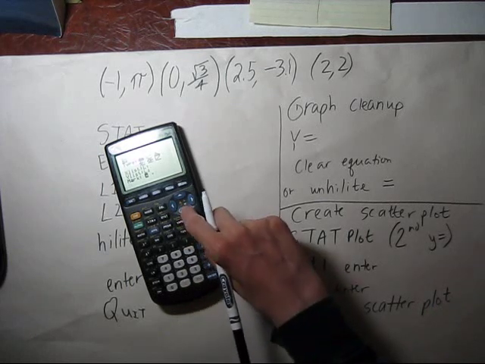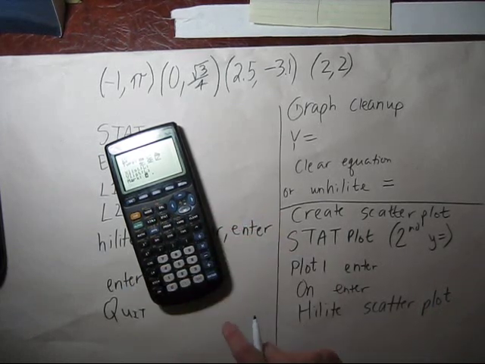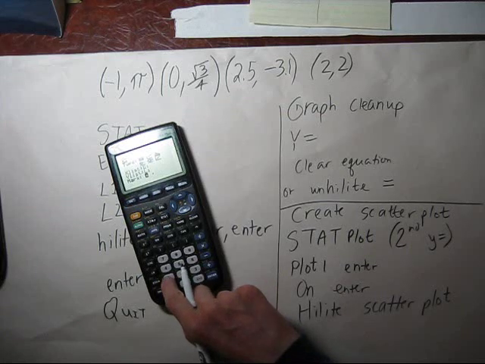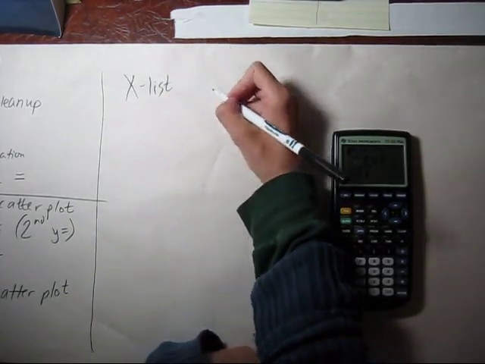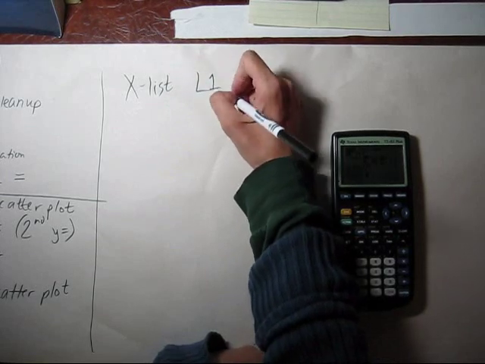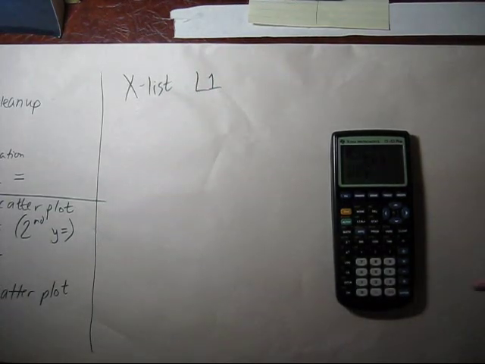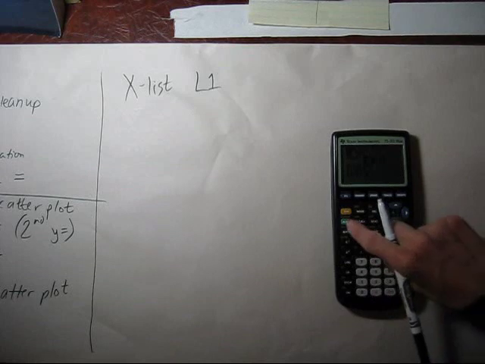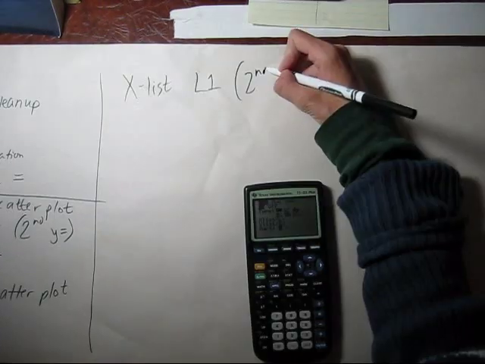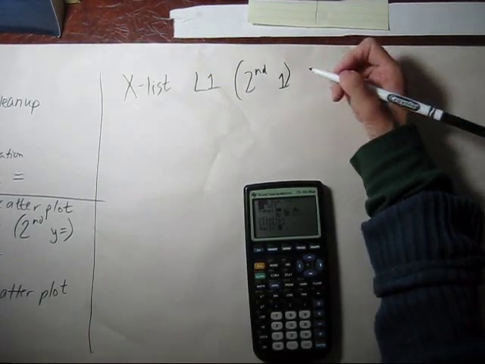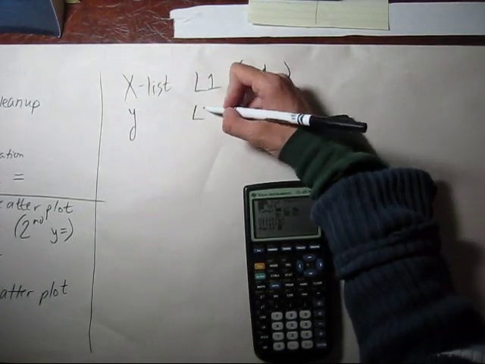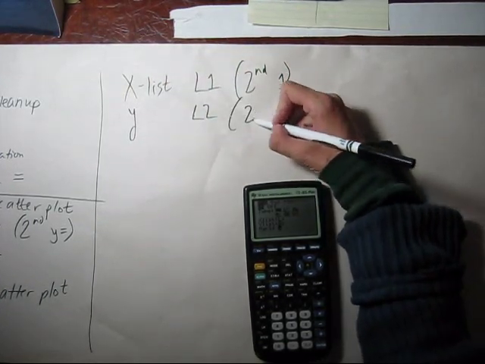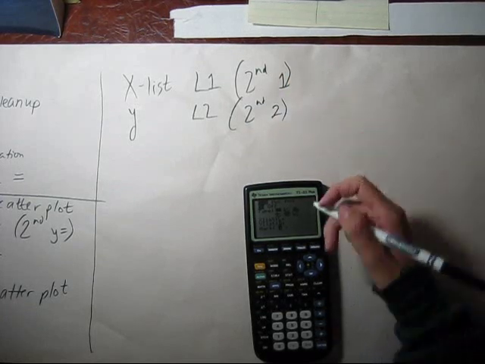Okay, then it says X list. We want it to be L1 if it's not already. So our X list, we want to be L1. Can't type an L and then a 1. You need to do second 1. And then for your Y list, you want L2, which is second and then the 2.